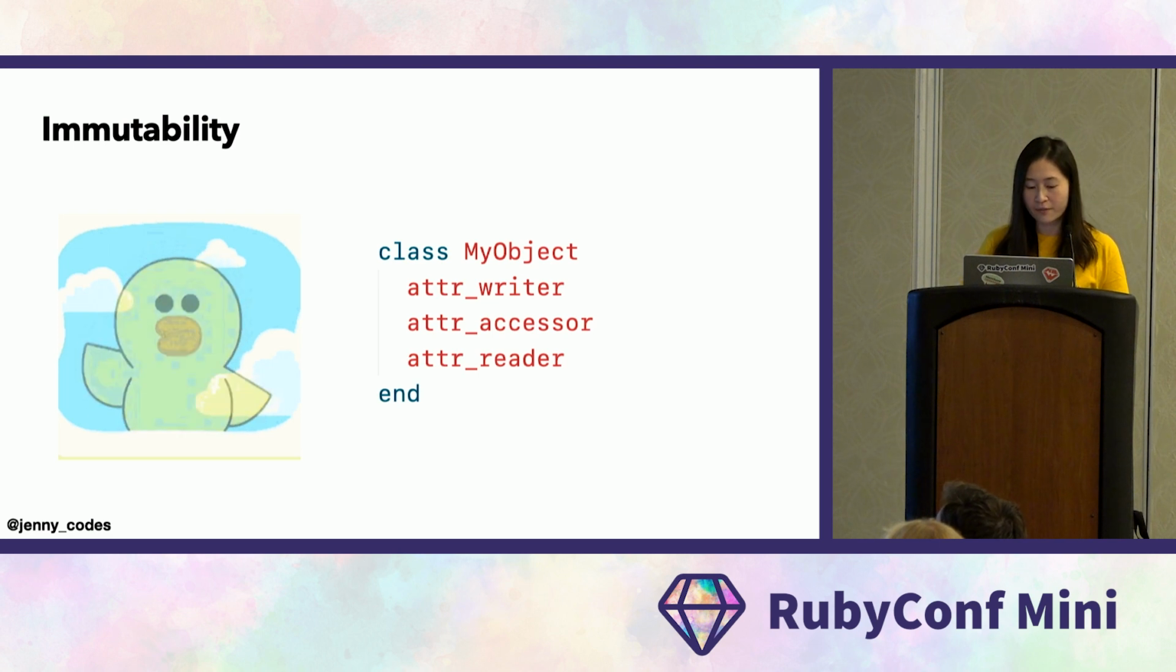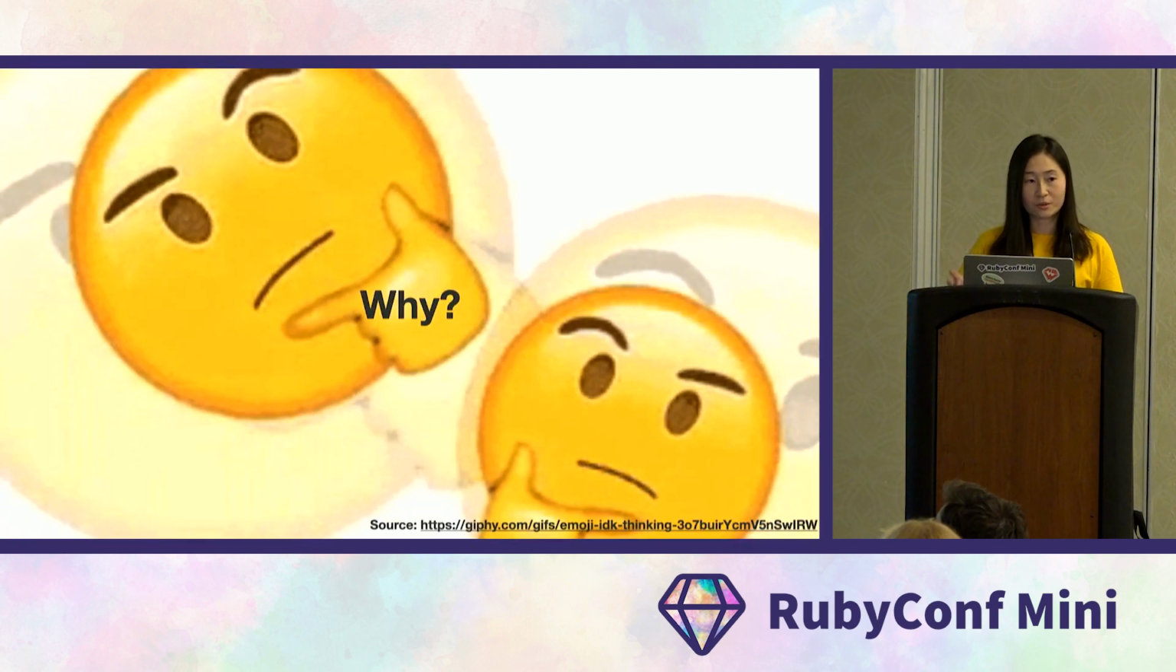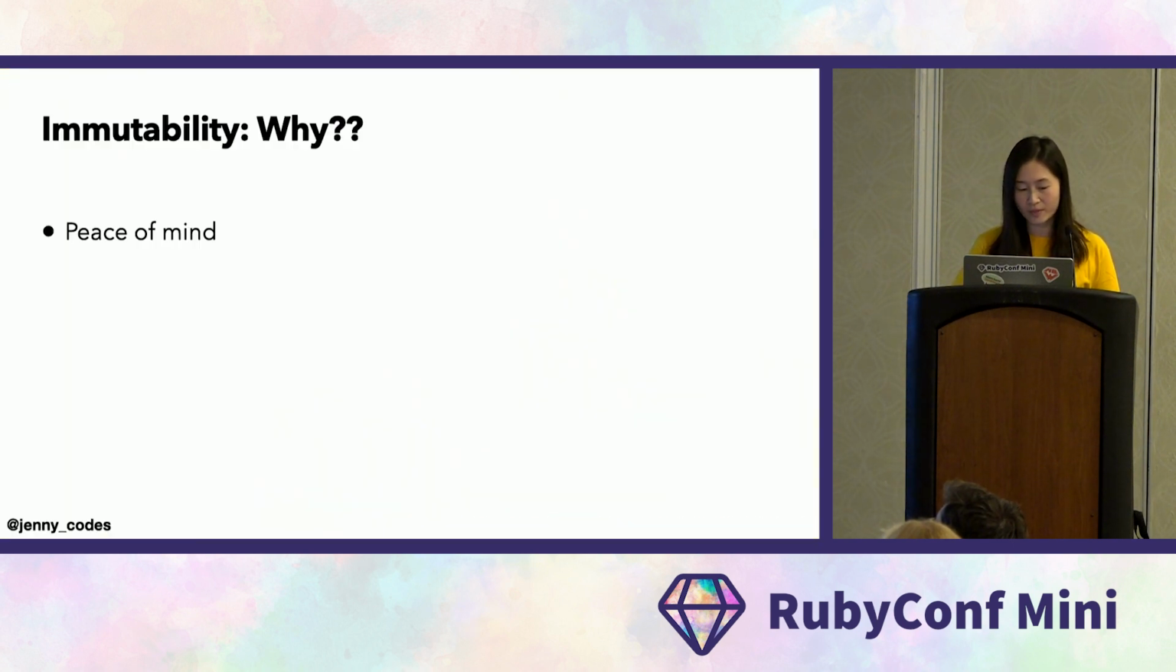And for objects defined by the class keyword, it would be like saying goodbye to the attribute writer and attribute accessor, because these two keywords are giving power to other objects to mutate the attributes of this object. And that goes against the definition of immutability. So why does that matter? With immutable objects, we don't have shared states anymore. We don't have to care about when and where the object is changed, because it's never changed.